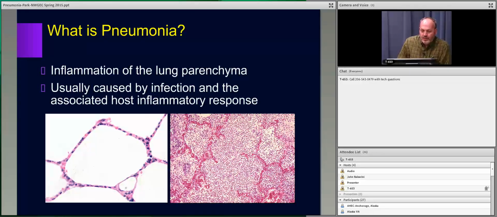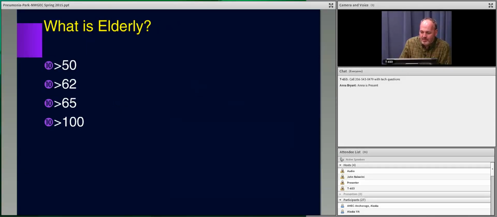So what is pneumonia? Well, it's inflammation in the lung parenchyma. And in your slide, you can see on the left the normal lung tissue, and on the right, consolidated lung tissue with the alveolar spaces filled with purulent exudate. Most of the pathology of pneumonia is actually due to the host response to the infection and not to the infection itself. So it's something that our bodies kind of do to ourselves.